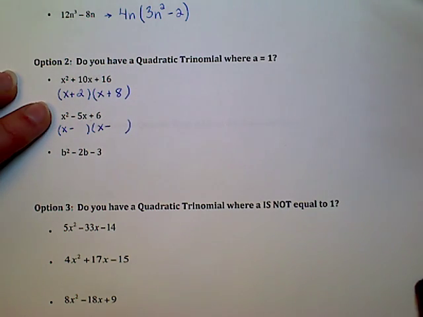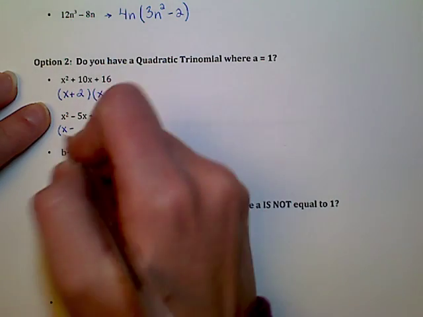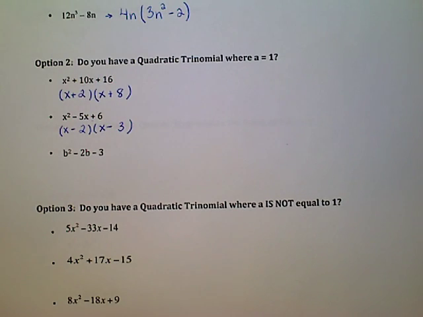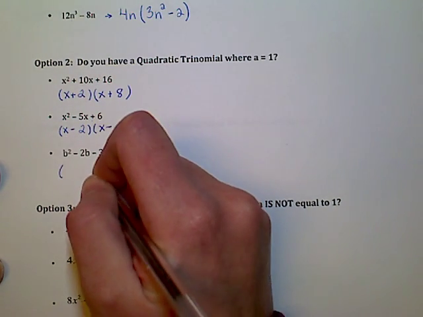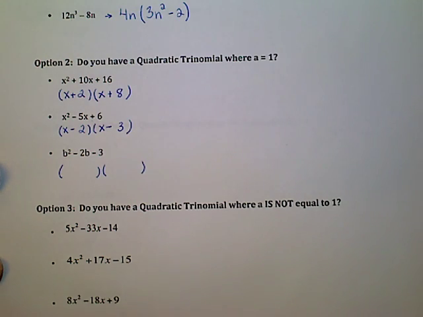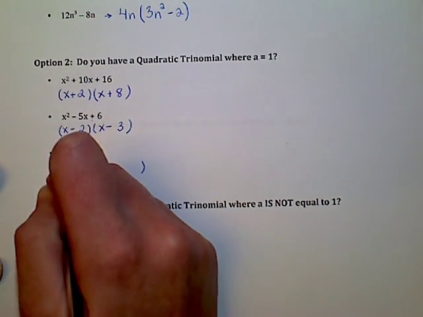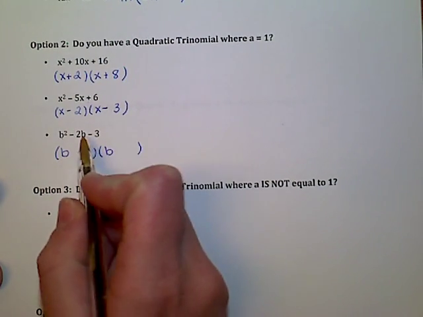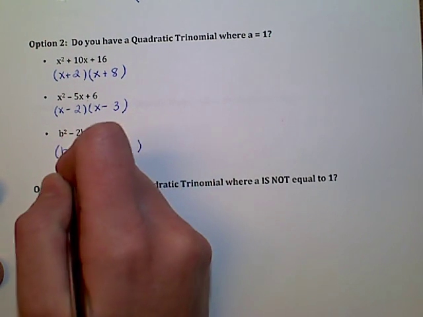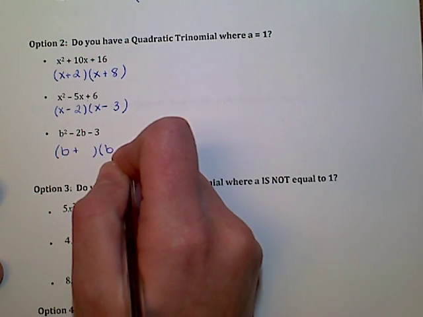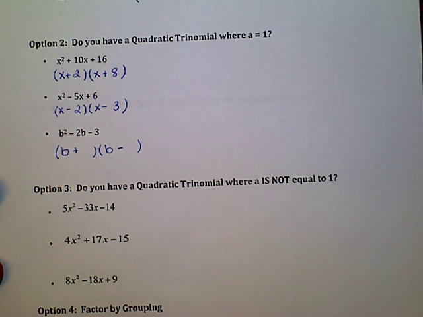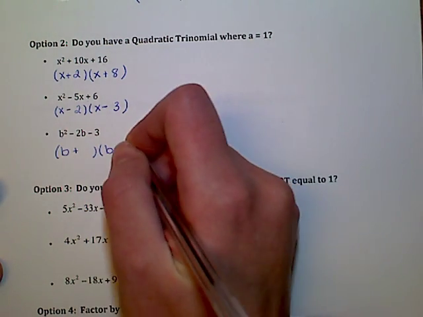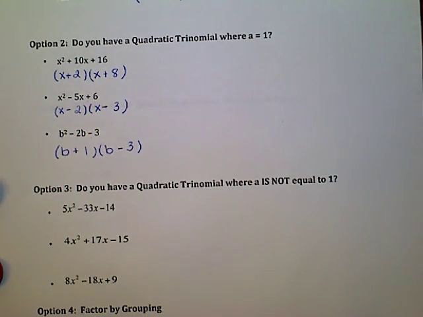Multiplying to 6, so 1 and 6, 2 and 3. I'm going to go with the 2 and 3. They both have to be negative, and those add to a negative 5x. On the next one, again, no GCF to factor out. So to get b squared, I know I have to have a b and a b. Now this is a slightly different situation. We're multiplying to a negative and we're also adding to a negative. And that tells me that I'm going to have a plus and a minus. And if I'm adding to the negative, the bigger number has to go with the negative. So we'll put a 3 here and a 1 here, and we're good.